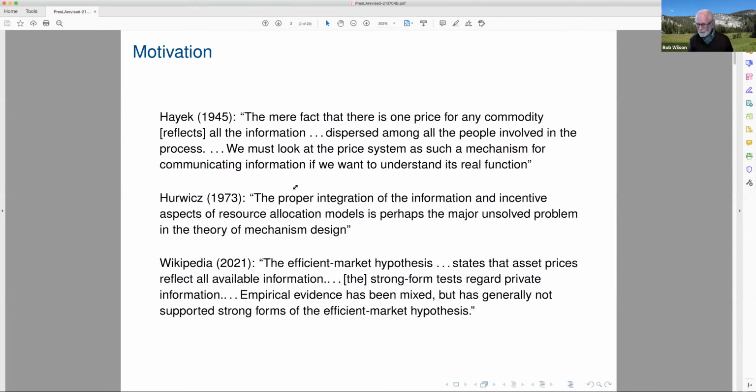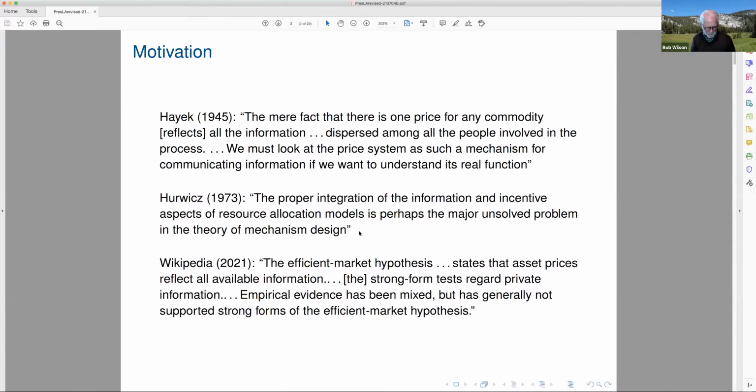And Hurwicz, who said, "Well, yeah, that's really true, but we must think of the information system in terms of its incentives and how it actually works as an operational system." And so he posed it as a problem of mechanism design and something like a Nash equilibrium in such a mechanism.